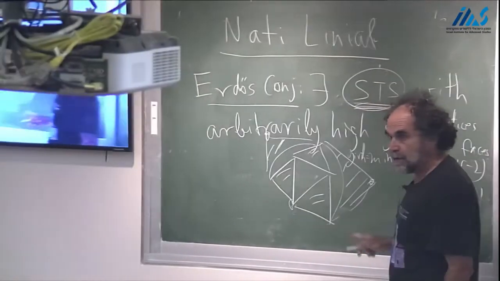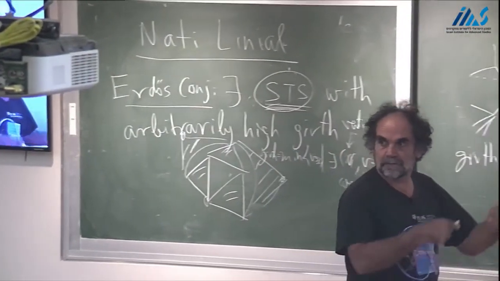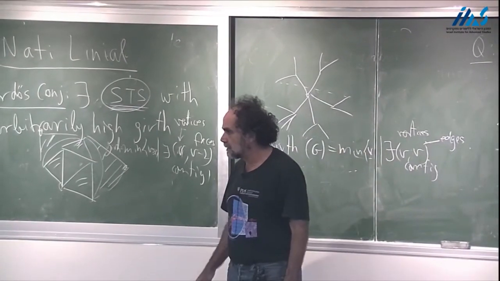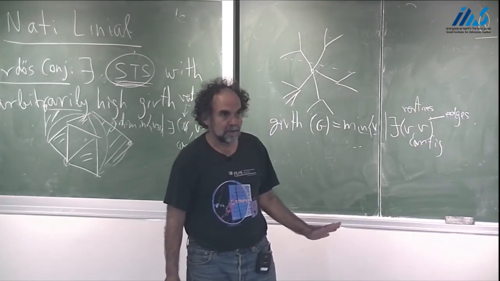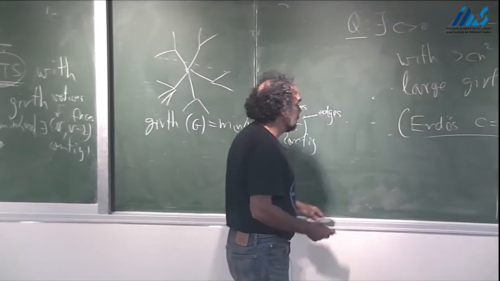So, no (v, v minus 2) configuration for v up to g. That's the target. How am I doing on time? 2 minutes. Okay. So that's one notion of sparsity that I'm interested in.